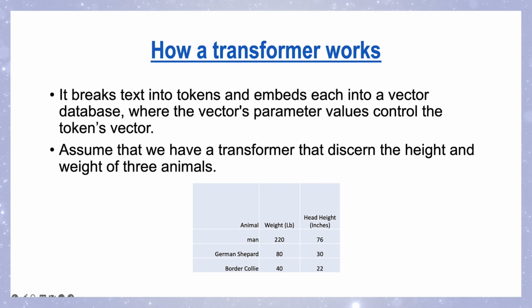Well, this man at least, weighs 220 pounds and is 76 inches tall. The German Shepherd is 80 pounds and is 30 inches tall, and the Border Collie is 40 pounds and 22 inches tall.